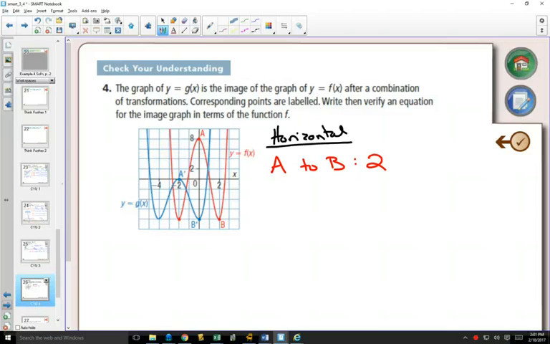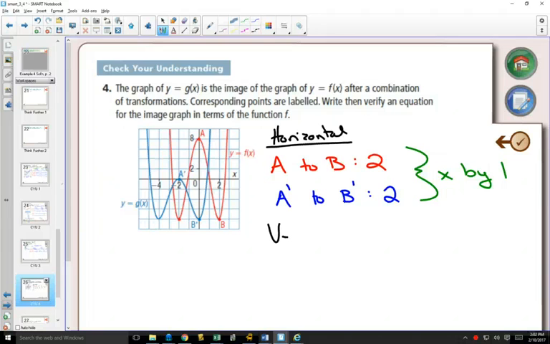And if you look at what's happening on the blue graph, from A prime to B prime, can you see that that also goes to the right 2 units? So what has happened? What would you have to do to your x values to do that? Well, nothing. Or you would have to multiply them by 1, which means there won't be any horizontal stretches or compressions.